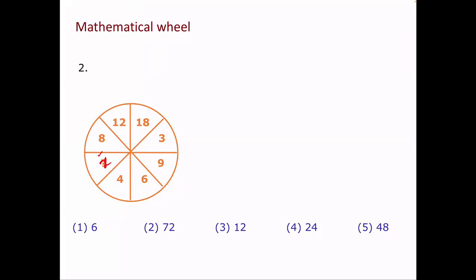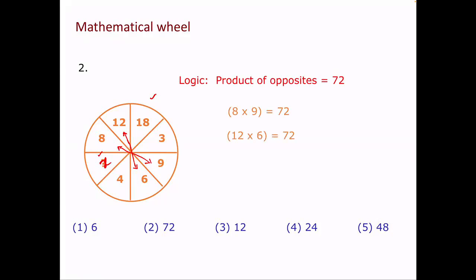Okay, so how did you get 24 here? Multiplication. Again, see the diagonally opposite number. Not necessary that it will always be diagonally opposite. In the 3 to 4 sums which we have solved, it is diagonally opposite, but not always. So check here, what is the logic? Just multiply. Product of opposite is 72. 8 into 9, 72. 12 into 6, 72. 18 into 4, 72.